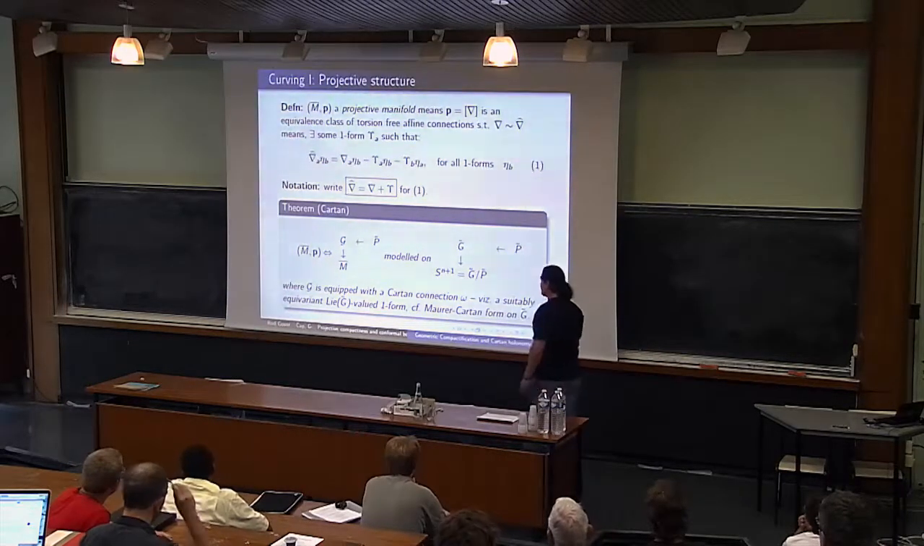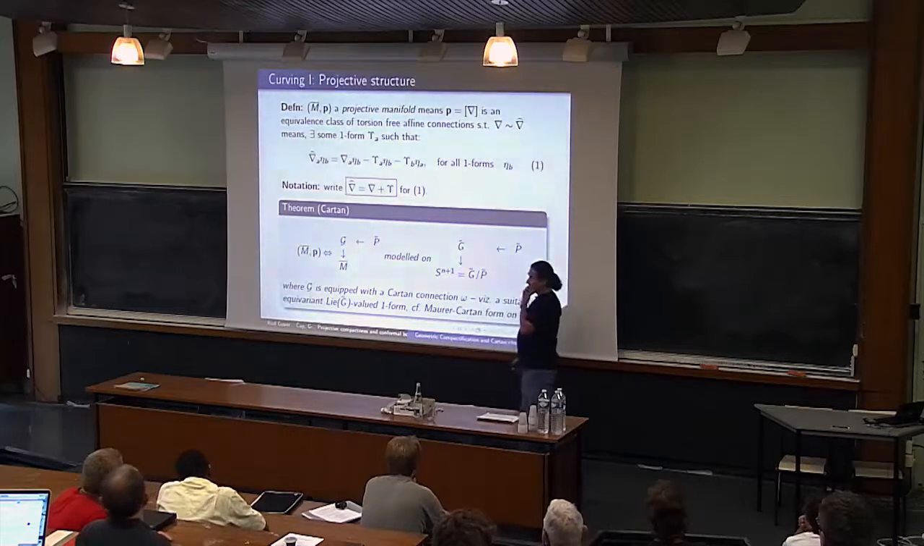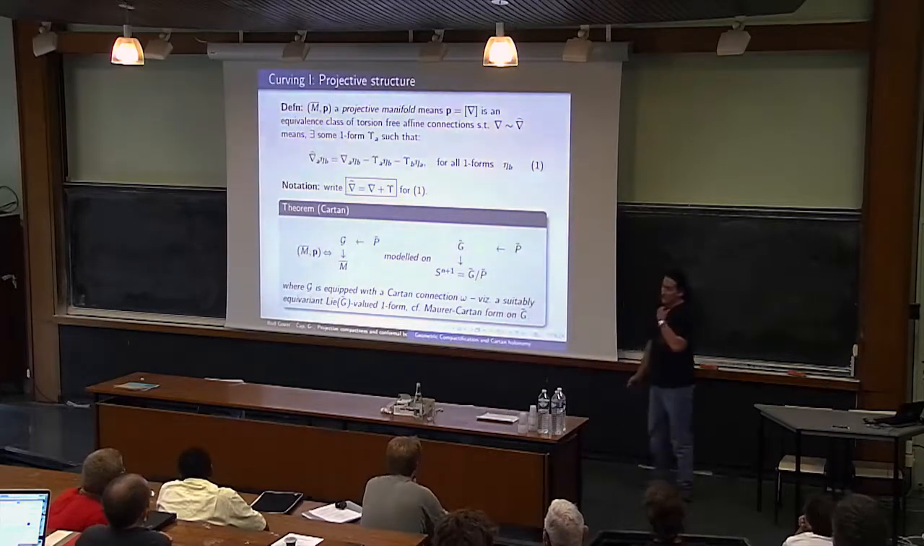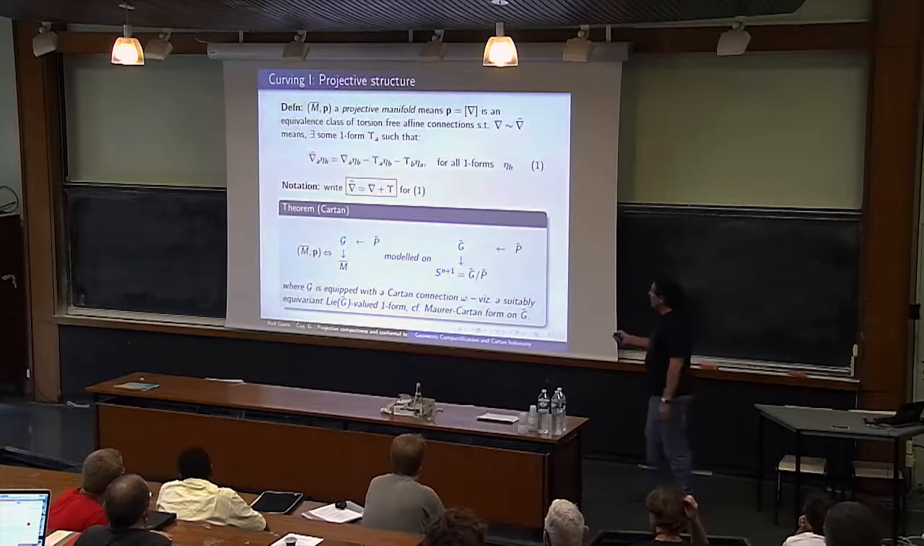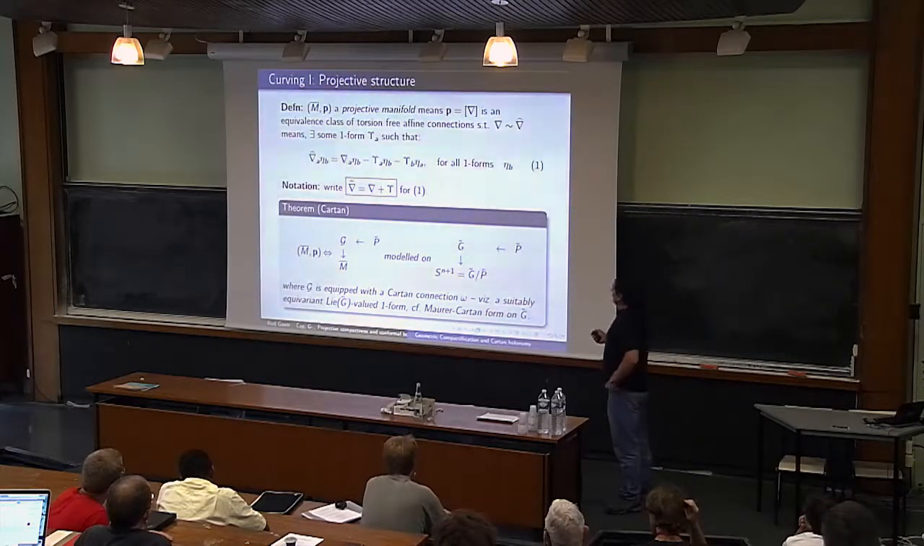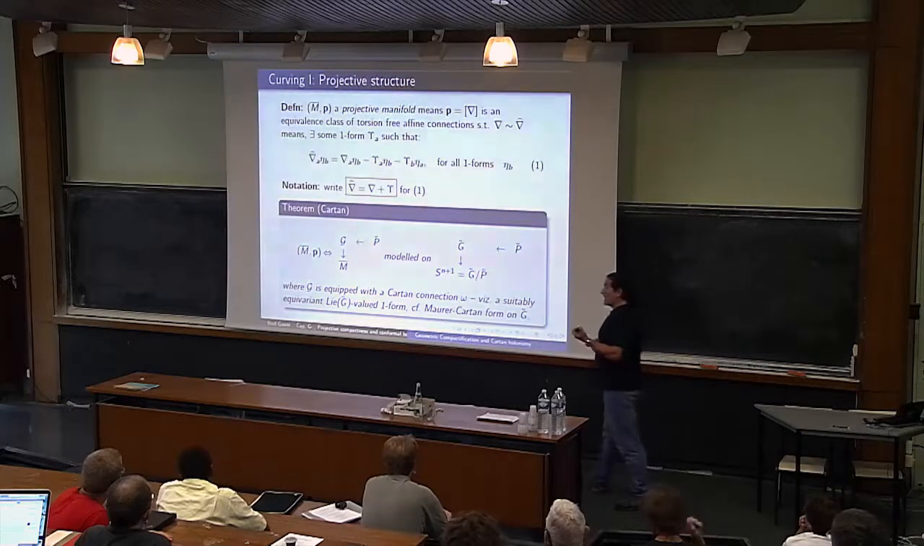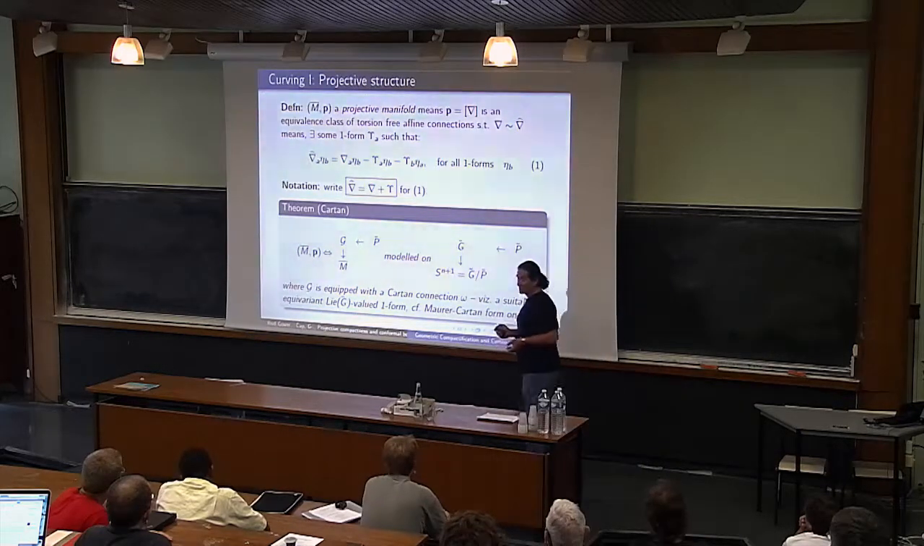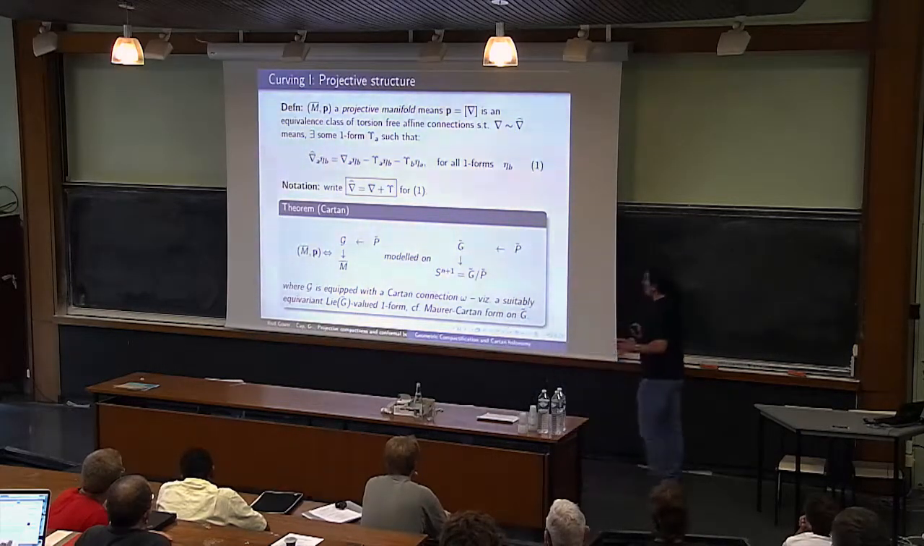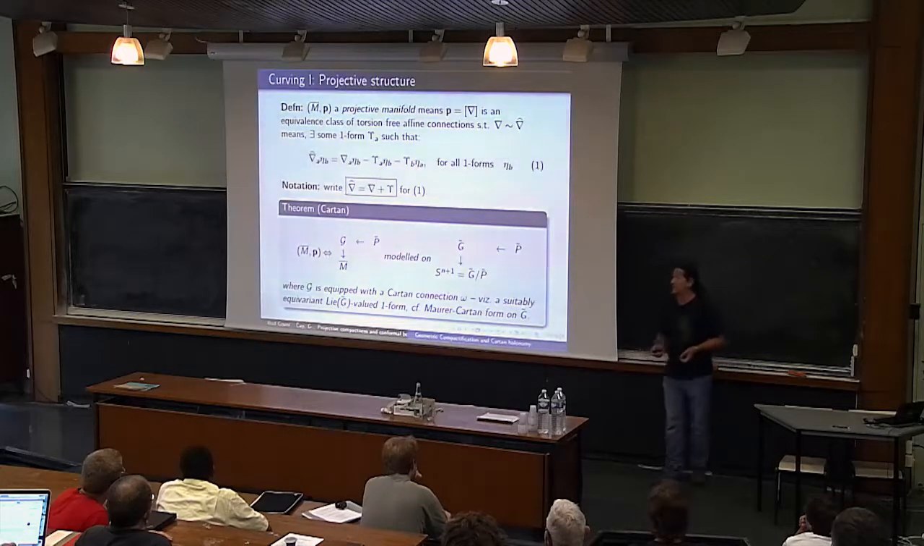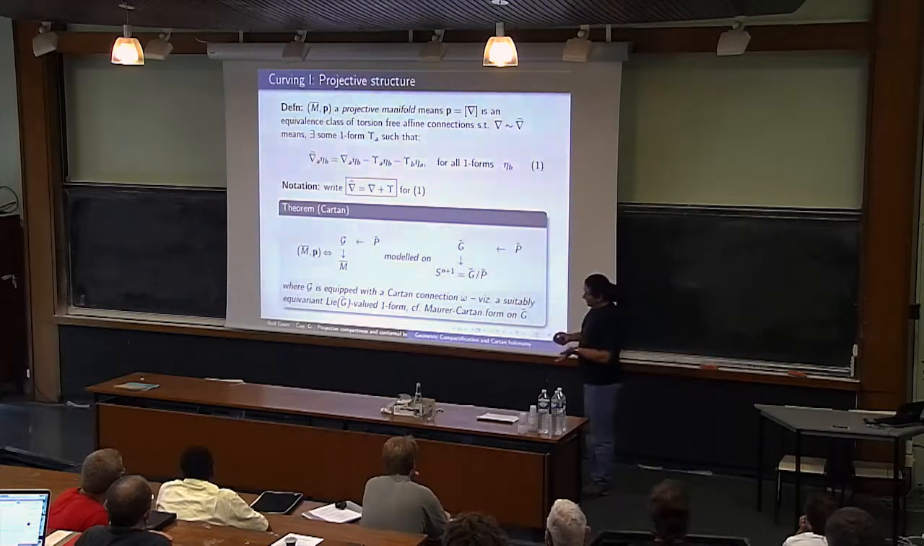So the first step in curving up the picture is to say what we mean by a projective structure in the curved setting. So what it is, probably many of you know, if not all, it's an equivalence class of connections, affine connections, and they'll be torsion-free, I'll take them as torsion-free affine connections, and the equivalence relation is that they have the same geodesics up to parameterization. So moving from one to the other, you have the same geodesics, the traces are the same, but the parameterization of geodesics changes.